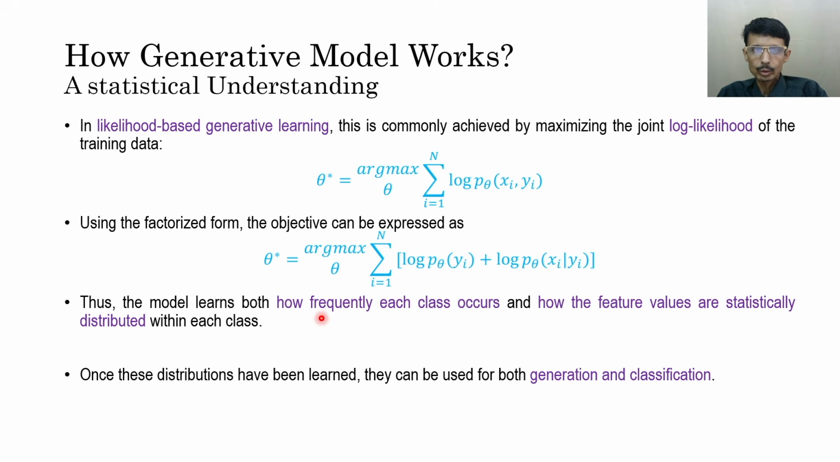Thus, the model learns both how frequently each class occurs, that means the class prior probability, and how the feature values are statistically distributed, that is, given a class y, how these features are statistically distributed. Once this distribution has been learned, it can be used for generation and classification. That is the most important part. This distribution we learn by virtue of likelihood-based generative learning.